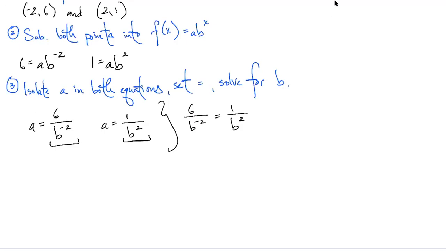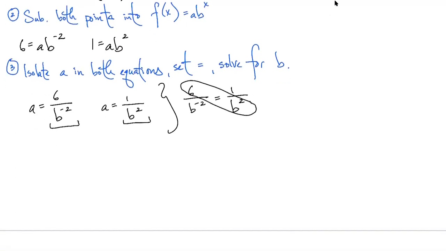So we have 6 times B squared. So that's going to give me 6B squared. And it's going to be equal to 1 times B to the negative 2, or B to the negative 2. I find that sometimes cross multiplying at least gets rid of the fraction, and then it makes me maybe feel a little bit more able to solve the equation, okay?